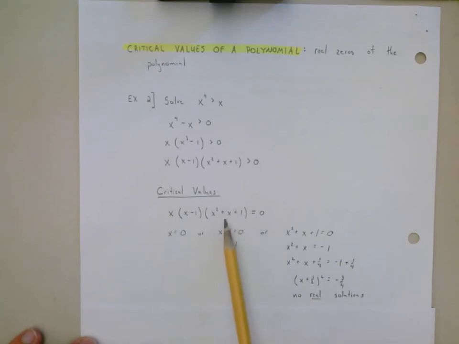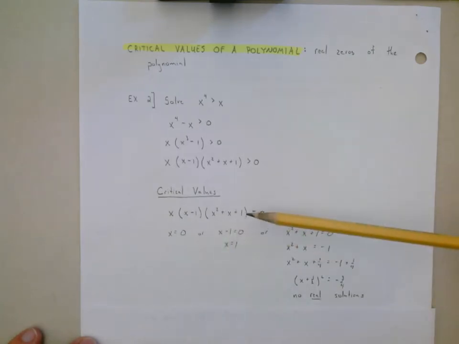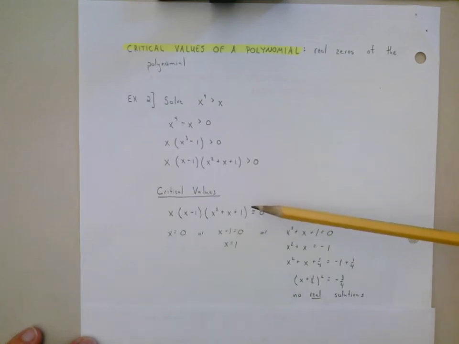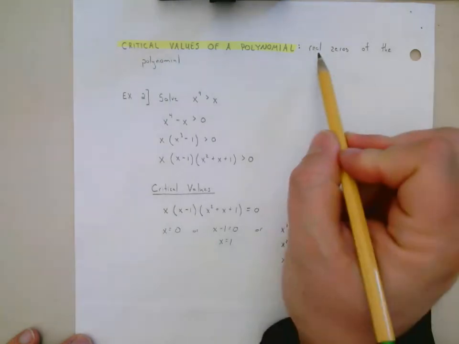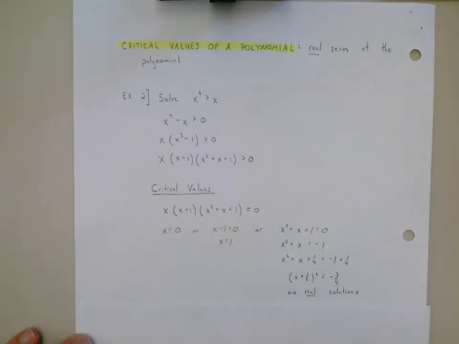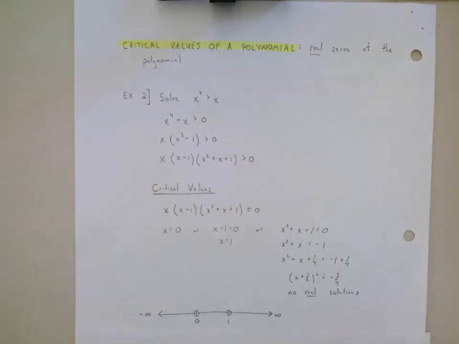And my third factor was this quadratic factor, x squared plus x plus 1. And when I attempt to set that equal to 0 and solve it, I used completing the square here, I end up at a point where I'm going to need to square root a negative number. We know that the square root of a negative is imaginary, and therefore this quadratic has no real solutions. We said that the definition of the critical values of a polynomial function were the real zeros of a polynomial, and therefore this quadratic contributes no critical values. Our two critical values will be 0 and 1.